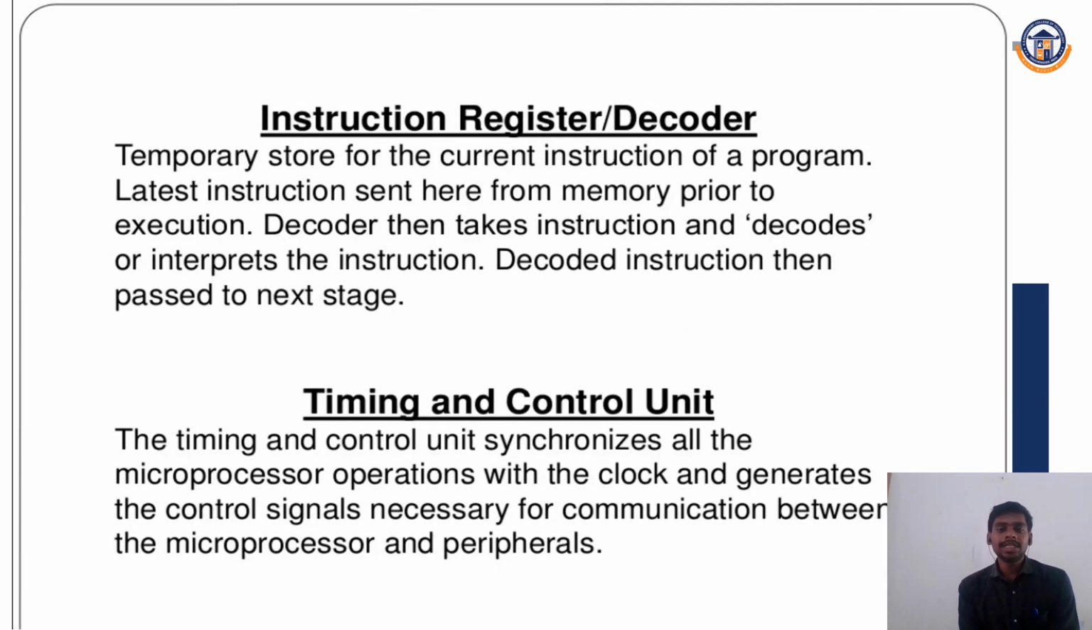Next one is the instruction register and decoder. The temporary store for the current instruction of a program. The latest instruction is sent here from memory prior to execution. The decoder then takes the instruction and decodes or interprets it. The decoded instruction is then passed to the next stage. Next one is the timing and control unit. The timing and control unit synchronizes all the microprocessor operations with the clock and generates the control signals necessary for the communication between the microprocessor and peripherals.